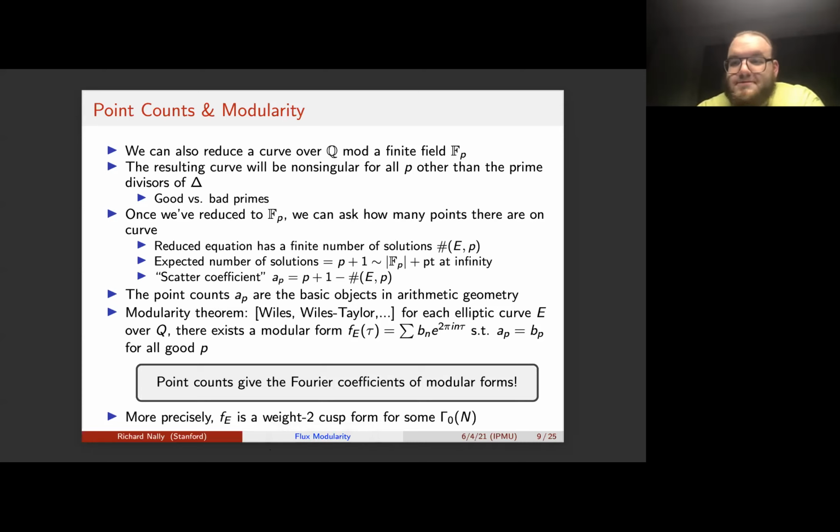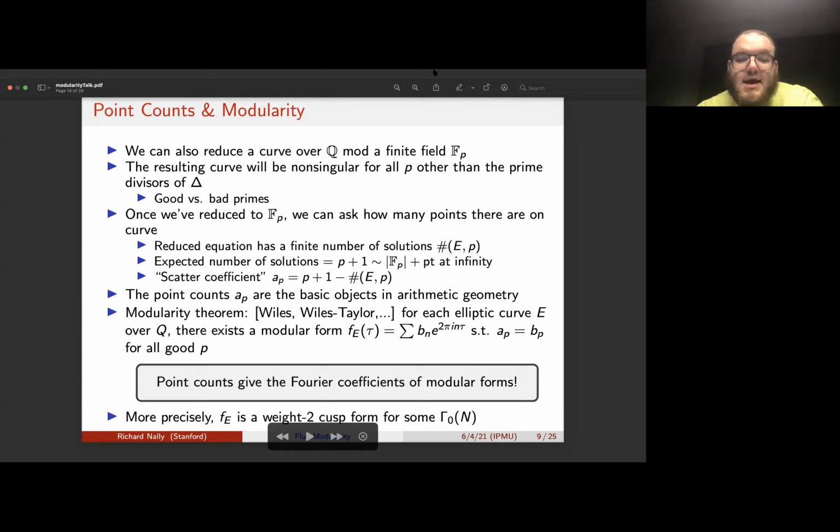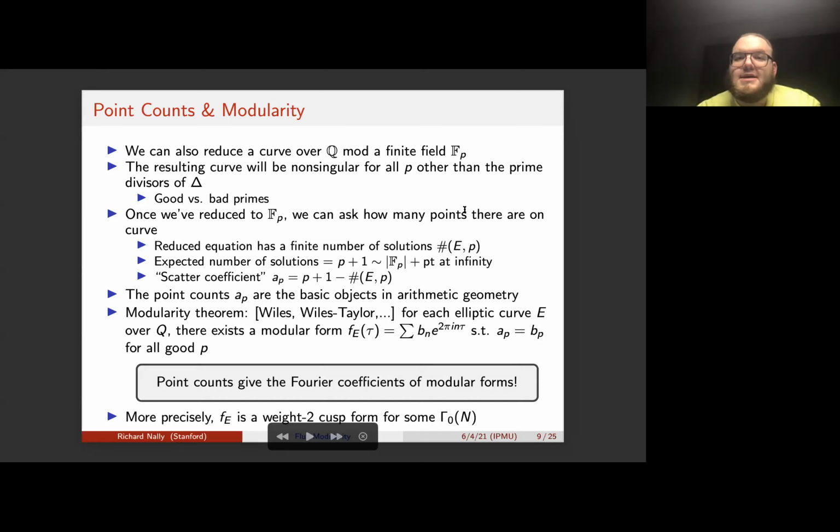Sort of more compactly, we have that point counts on elliptic curves over Q give the Fourier coefficients of modular forms. And the precise type of modular form that appears in this way is a weight 2 cusp form for some Γ₀(N), with some additional structure. It's an eigenfunction of the Hecke operators, which are some operators on Γ₀(N) with arithmetic significance. And these are exactly the same modular forms which we're later going to argue are associated to supersymmetric flux vacua over Q.